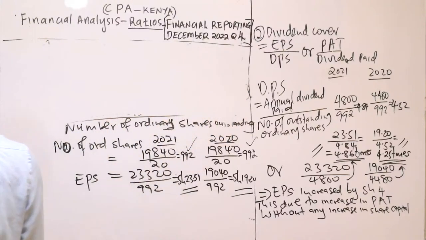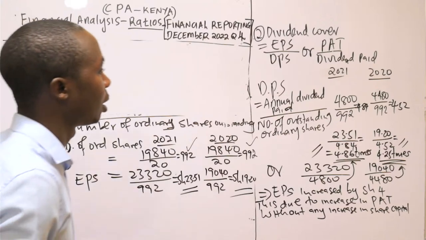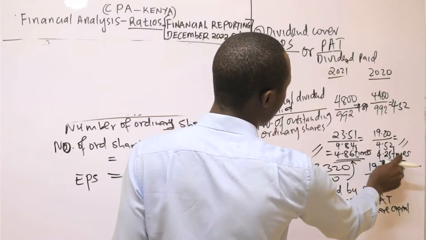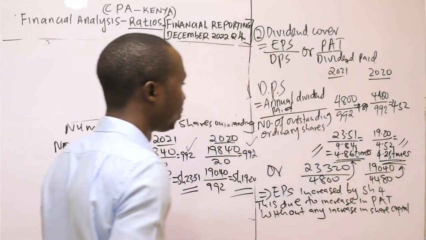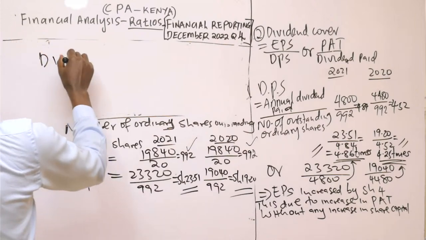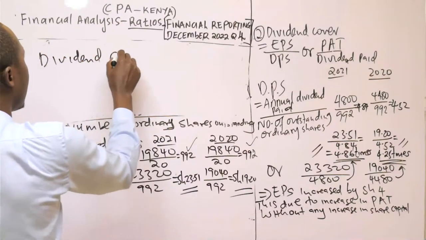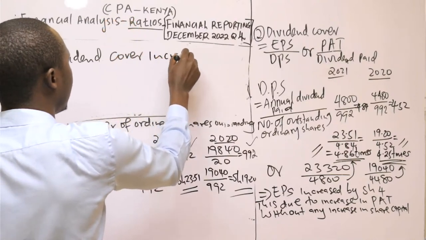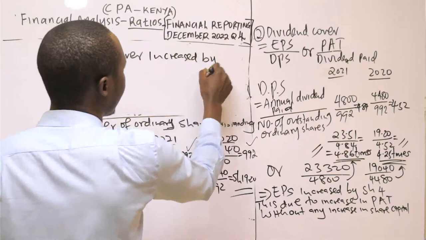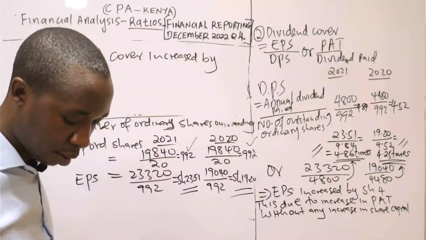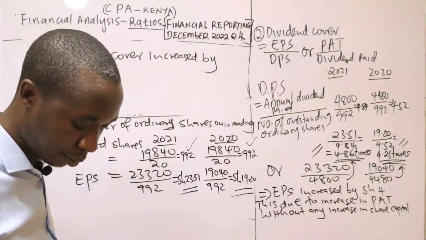What could you use? What can you say about the dividends cover? Because I have 4.25 times to 4.86 times. On that scenario, you can say the dividends cover increased. Increased by what? It's 0 point something. The margin is not that big.